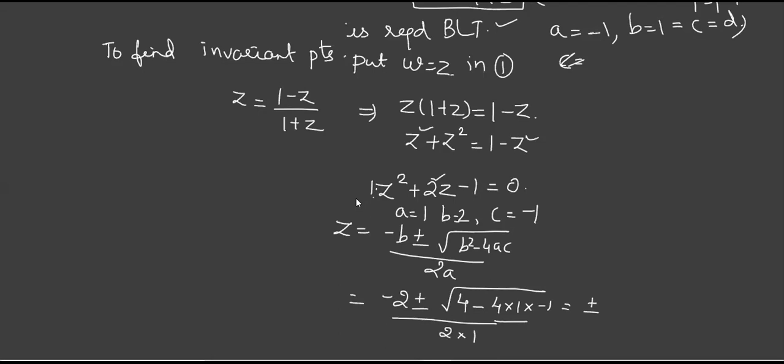Can you tell me what you'll get? It is minus 2 plus or minus. What do you get here? This is minus into minus plus. 4 plus 4. Answer fast. 4 plus 4 is 8. How can I write root 8? Isn't it 2 root 2?